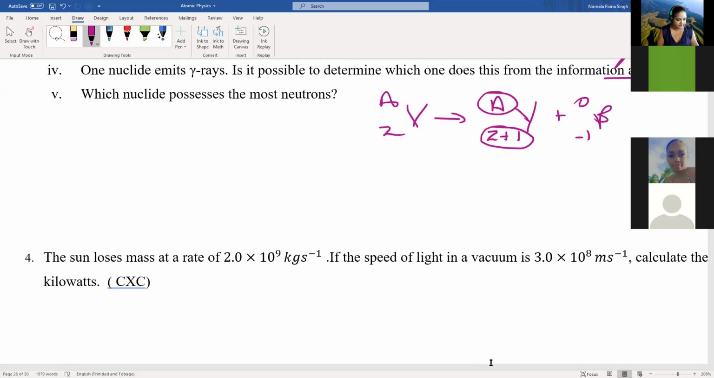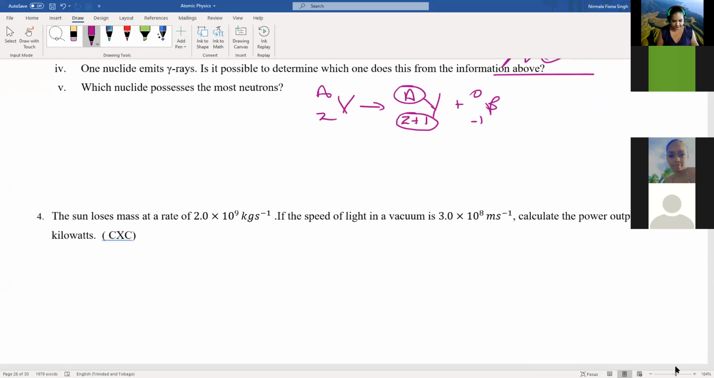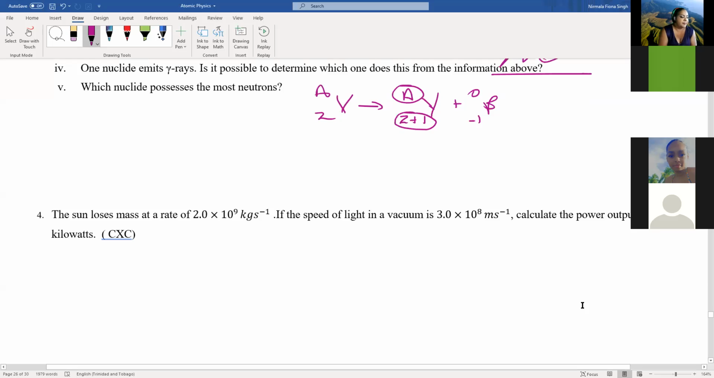Moving on. A different question. The sun loses mass at a rate of 2 by 10 to the 9 kilograms per second. So that means every single second it is losing 2 billion kilograms. If the speed of light in a vacuum is 3 by 10 to the 8 meters per second, calculate the power output of the sun in kilowatts.